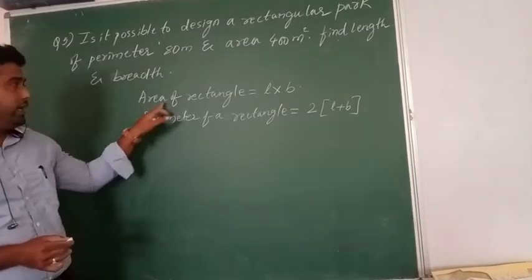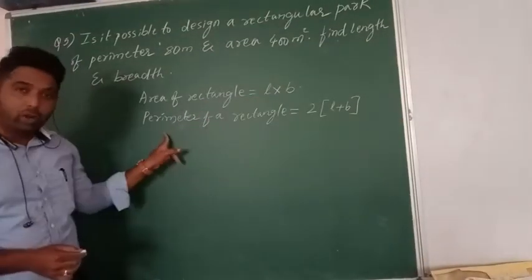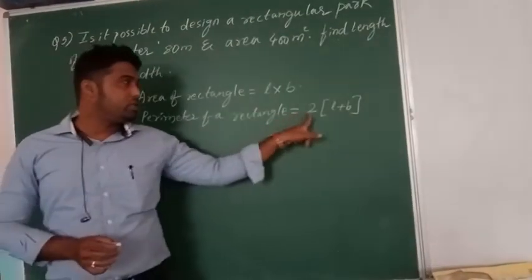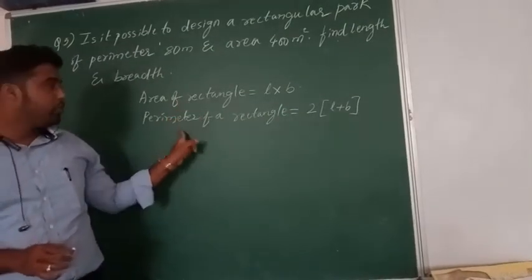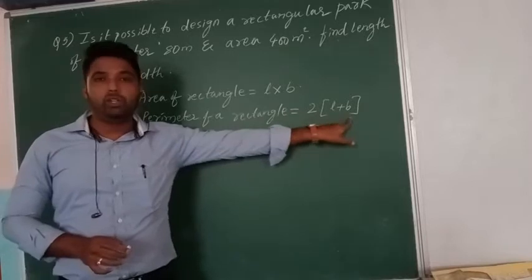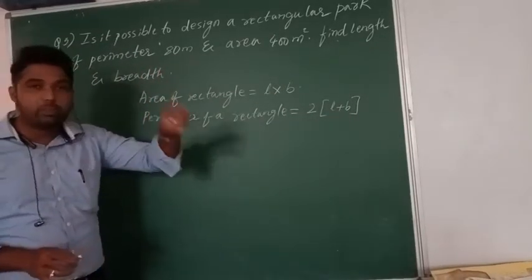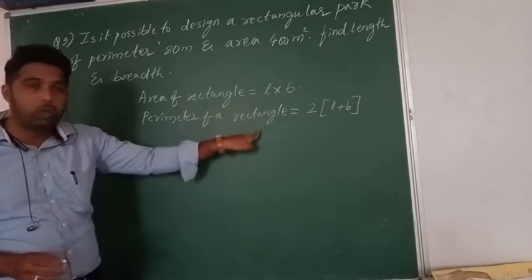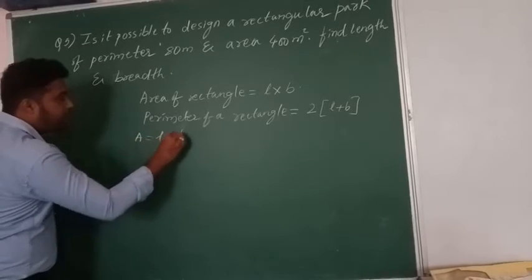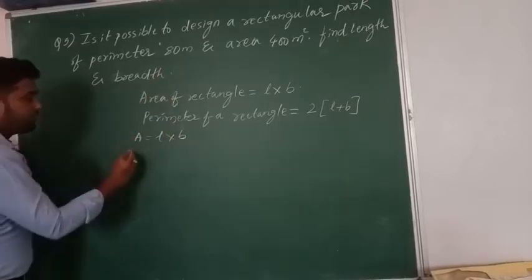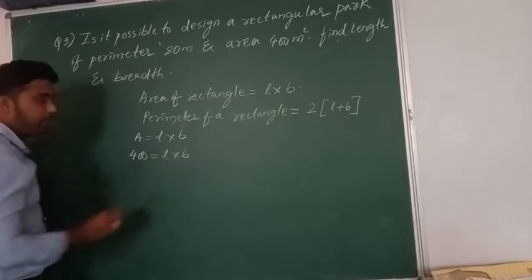You know that the area of a rectangle has a formula: L into B. The perimeter of a rectangle is denoted by P, and area is denoted by A. So P is equals to 2 in the bracket L plus B. They have given area as well as perimeter, so we have to use both the formulas. A is equals to L into B. This is the area formula. The area they have given is 400, which is equals to L into B.